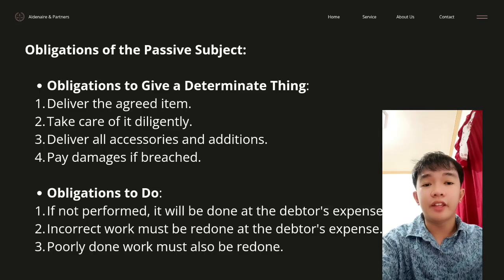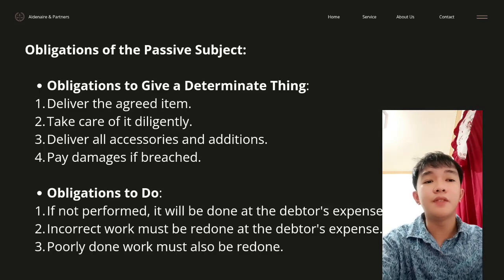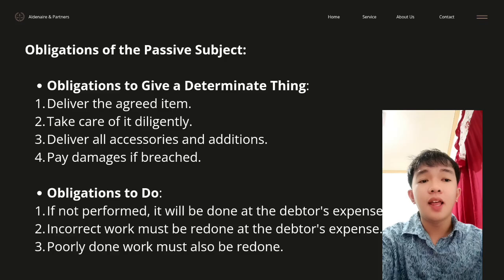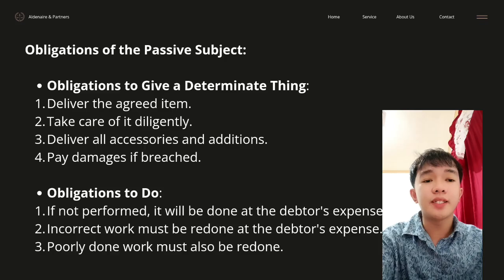Deliver the agreed item. The debtor, the person responsible, must hand over the specific item that was agreed upon in the contract. Take care of it diligently. The debtor must take proper care of the item to prevent damage or loss before it is delivered. Deliver all accessories and additions. If there are any additional items, parts, or accessories related to the main item, these must also be provided.